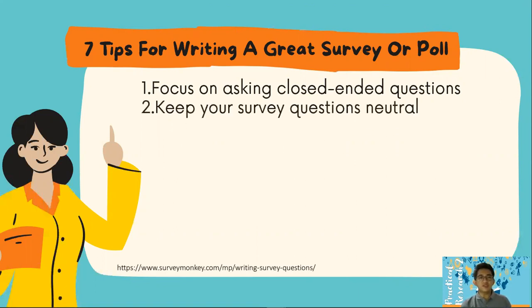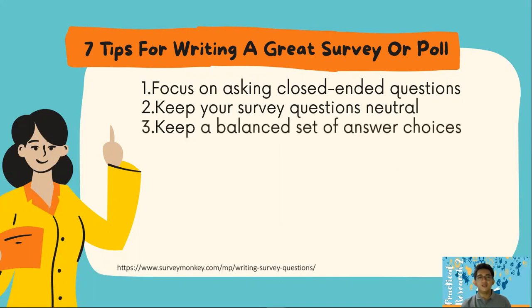Number 2, you keep your survey questions neutral. This is so the questionnaire or the data collection will be unbiased, right? And then number 3, keep a balanced set of answer choices. Hindi po pwedeng lahat negative, hindi po pwedeng lahat positive. It should be on the neutral one. The number of positive alternatives should be equal to the number of negative alternatives on the choices.